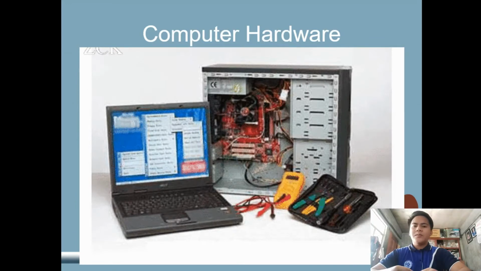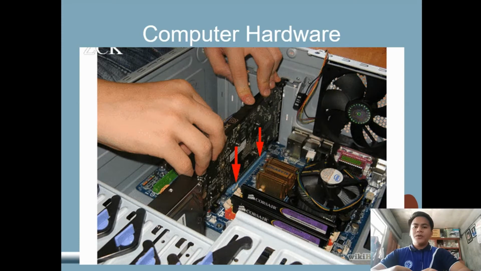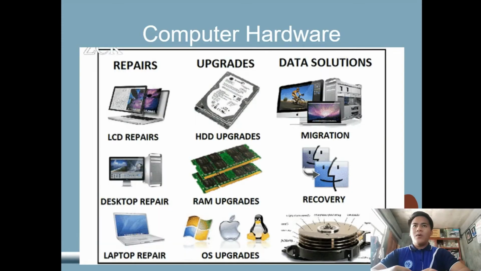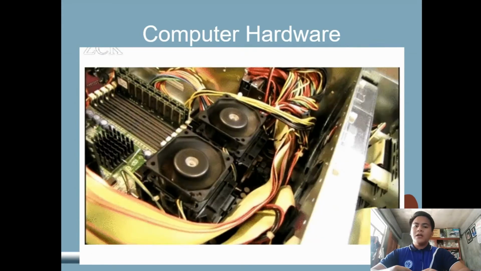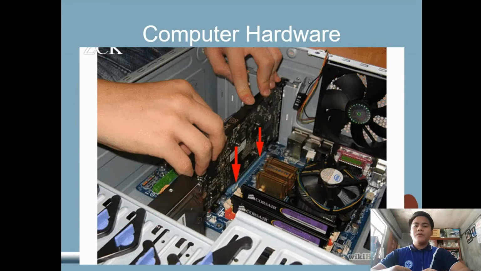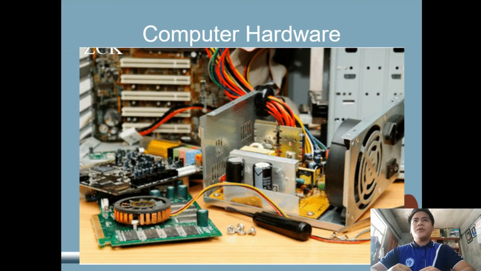Pero in other words, pag sinabi natin computer hardware, ito po yung mga parts ng computer na pwede po nating hawakan. So iba't ibang parts ng mga computer na nahahawakan po. That's why we call it a parts of computer that is intangible. Okay? So that is the computer hardware.